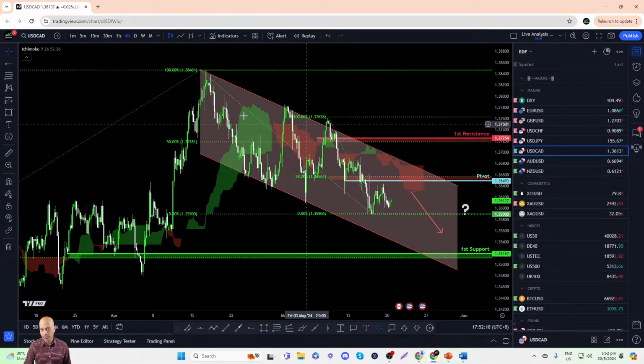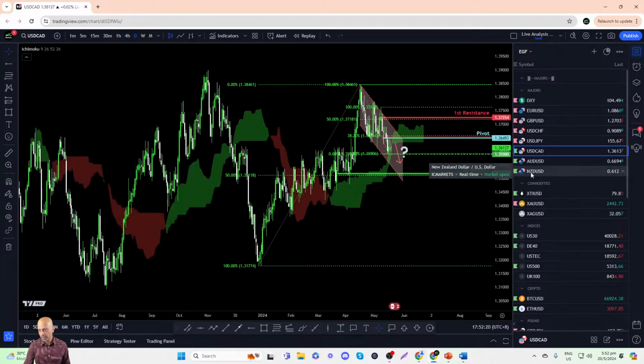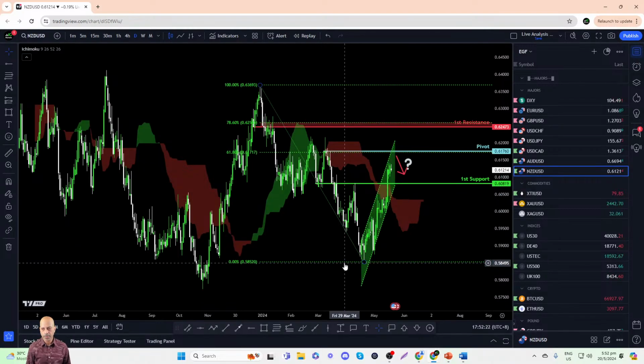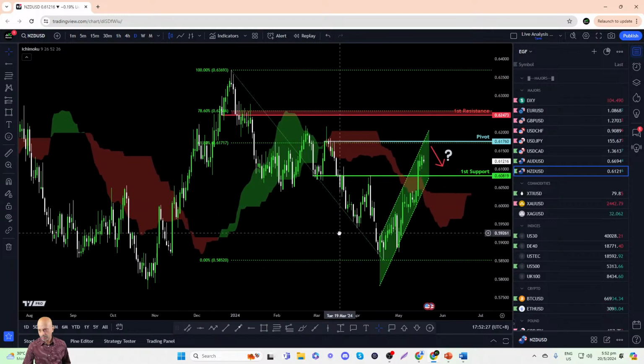All right, let's move on next to the Kiwi. Since we've got the RBNZ coming up on Wednesday, let's take a look at this currency pair.